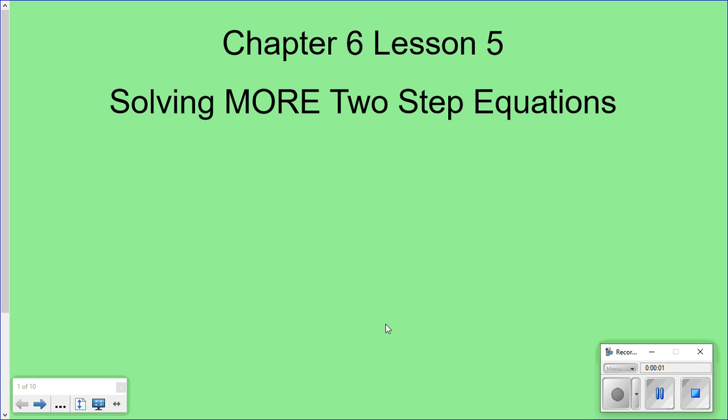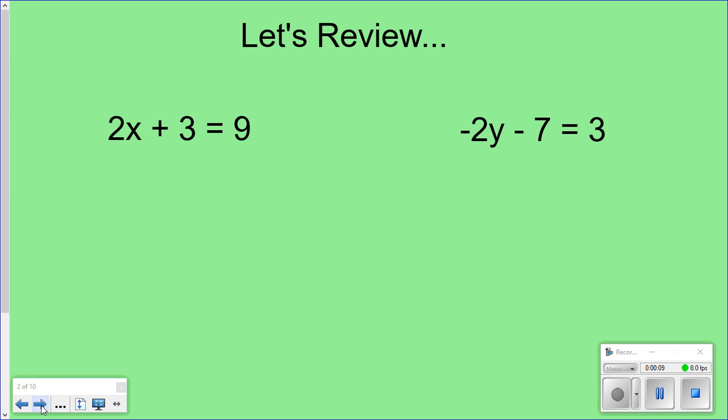All right, solving more two-step equations. So the first thing I need to do with you is go over just solving two-step equations in general. Okay, so if I look up here, I have 2x plus 3 equals 9, and on the other side negative 2y minus 7 equals 3. Let's talk about this one first.